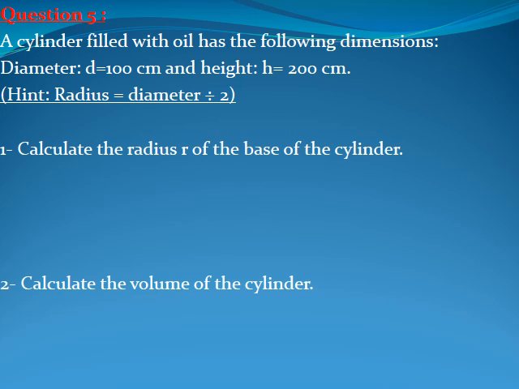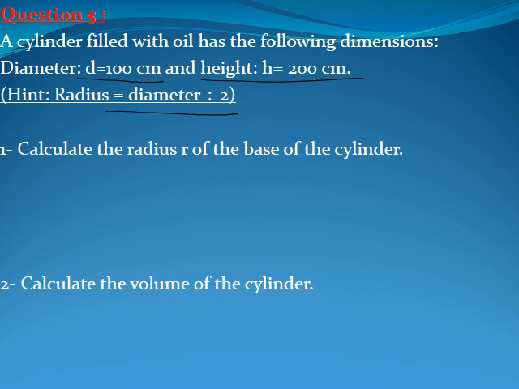Question number 5. A cylinder filled with oil has the following dimensions. Diameter is equal to 100 centimeter. Height is equal to 200 centimeter. Here I give you a hint: radius is equal to diameter over 2. In the exam, I won't give you this. You have to know that the diameter is equal to 2 radius, and radius equals diameter over 2.